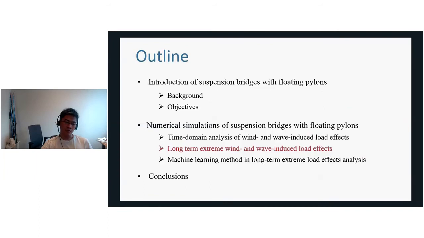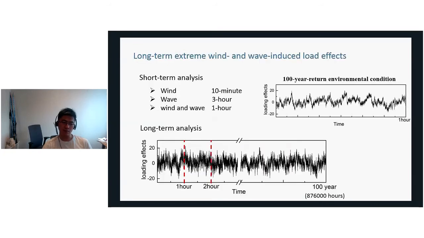The second part is about the long-term extreme load effects analysis. In the short-term analysis, the extreme value can be analyzed according to the time history of the loading effects in a very short period. For wind load effects analysis, the short-term period is usually taken as 10 minutes. For wave load effects, the period is 3 hours. For combined wind and wave load effects, the short-term period is usually taken as 1 hour.